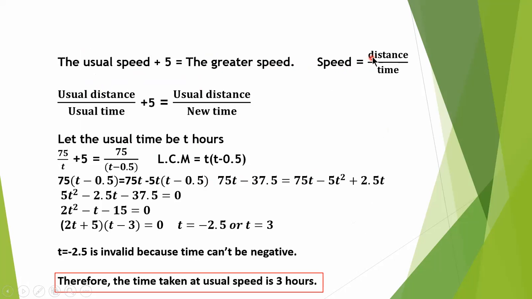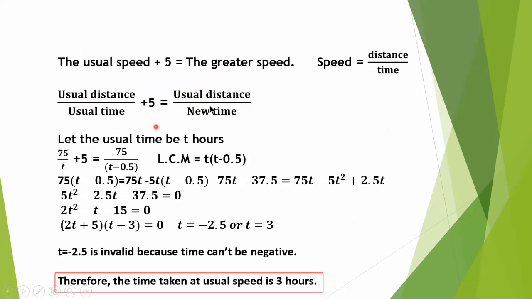So speed means distance over time. This is a standard equation. So usual speed means usual distance over usual time, plus 5 equals the greater speed, which means the same distance. You are not changing the distance, but you change the speed by increasing it. Then time is lesser, which is the new time.